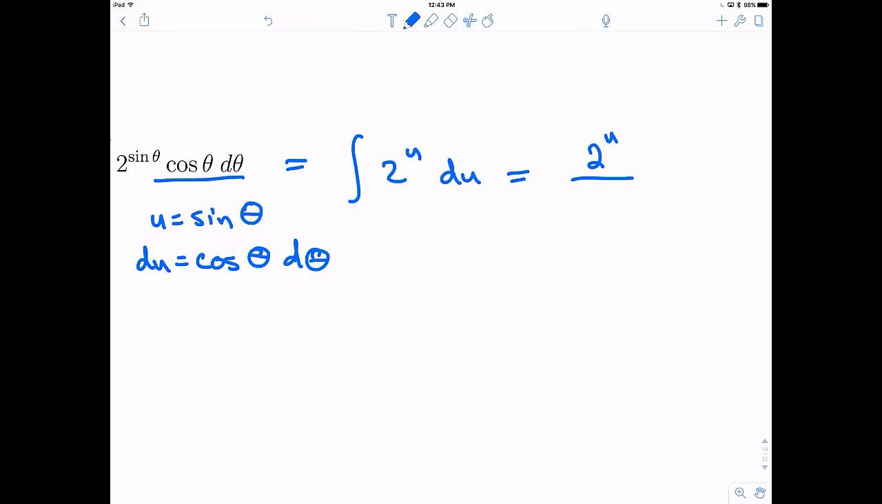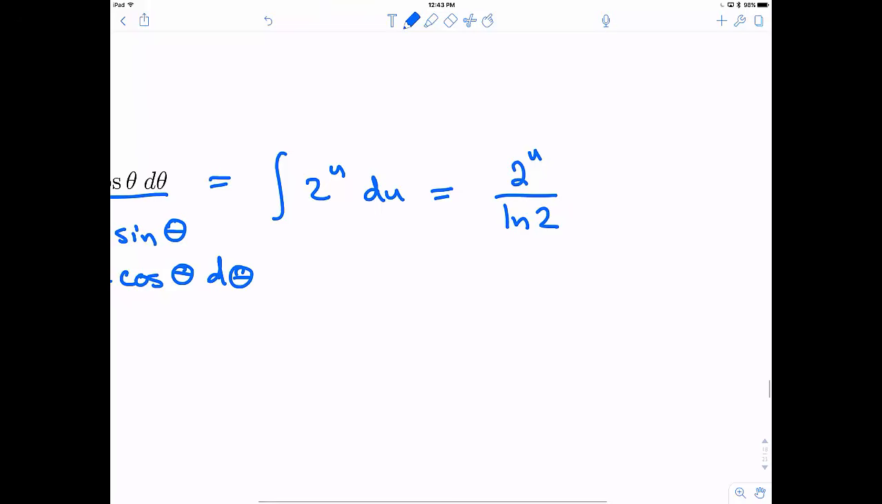Again, I know how to integrate exponentials, so this is going to be 2 to the u divided by the natural log of 2, plus a constant of integration. And then I need to substitute back in. So instead of u, I'm going to write sine of theta. And that's all there is to it.